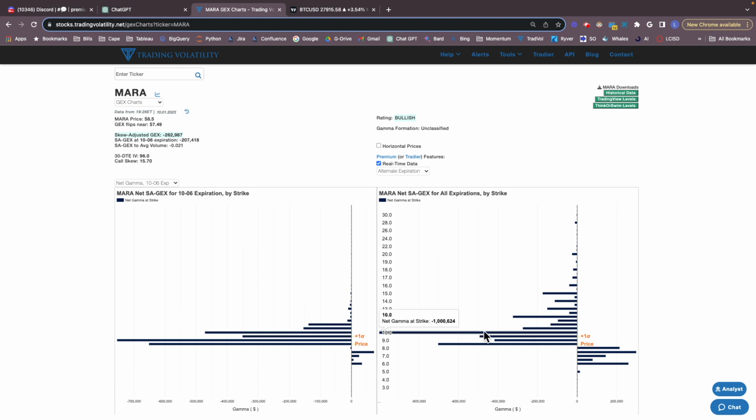$10 is a very sticky price, but it looks like maybe it's going to sell off from 10, then maybe buy the support and go back up to 10 after selling off from a gap up. So I'm trying to figure out my game plan for Mara and how I want to treat it.